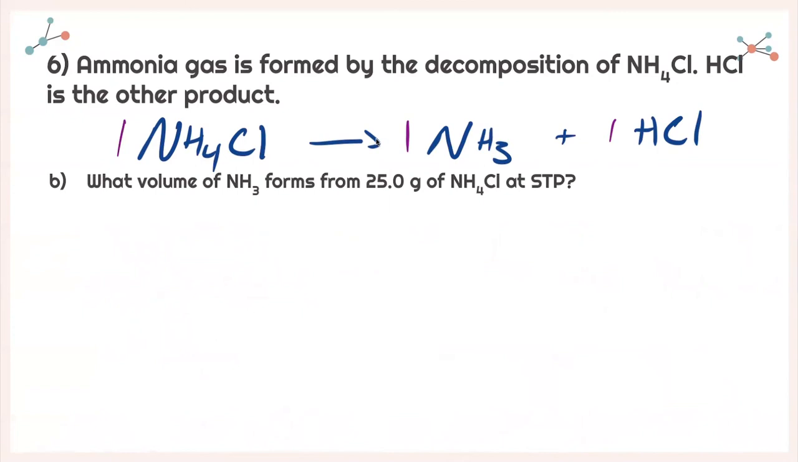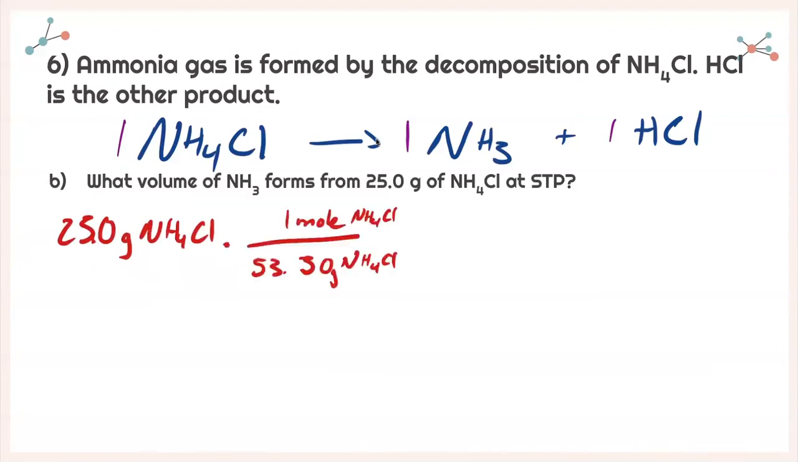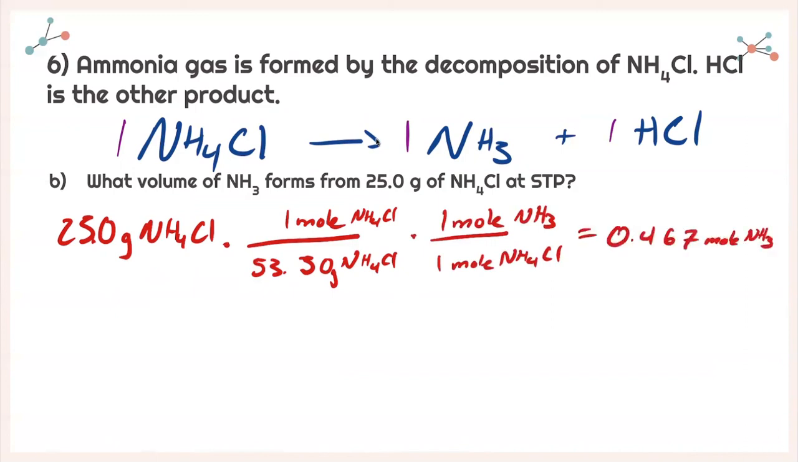For B, it says, what volume of ammonia forms from 25.0 grams of ammonium chloride at standard temperature and pressure? So we start off with grams of ammonium chloride. Let's convert that to moles of ammonia. So we can start off by saying 25.0 grams of ammonium chloride. I know that in 1 mole of ammonium chloride, there are 53.50 grams of ammonium chloride. Looking at my balanced chemical equation, it tells me that for every 1 mole of ammonium chloride, I'm going to have 1 mole of ammonia. So I'm going to end up having 0.467 moles of ammonia.